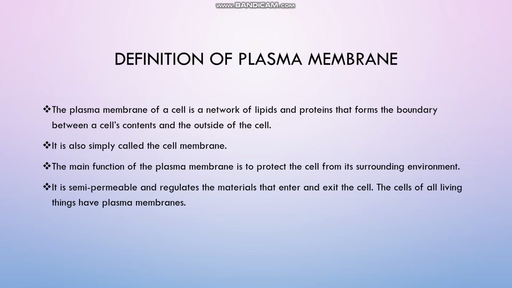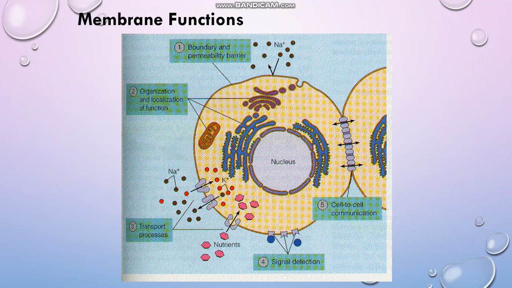The plasma membrane of a cell is a network of lipids and proteins that forms the boundary between a cell's content and the outside of the cell. It is also simply called the cell membrane. Its main function is to protect the cell from its outside environment. It is semi-permeable and regulates the materials that enter and exit the cell.